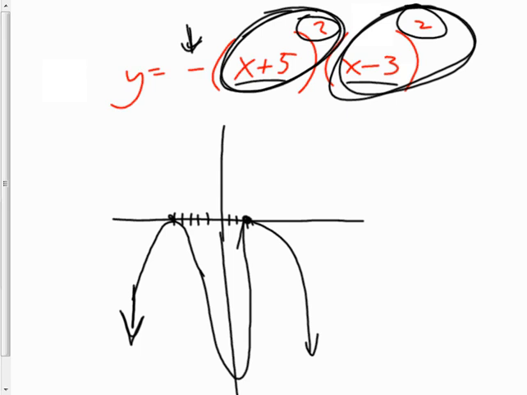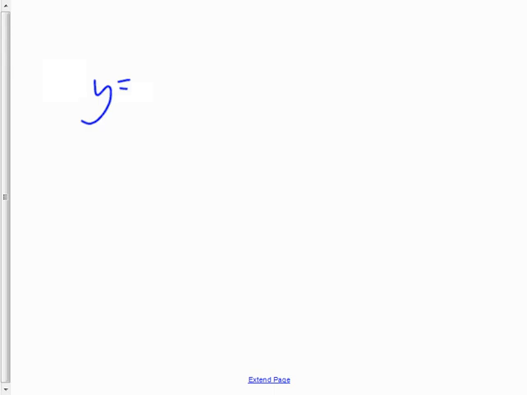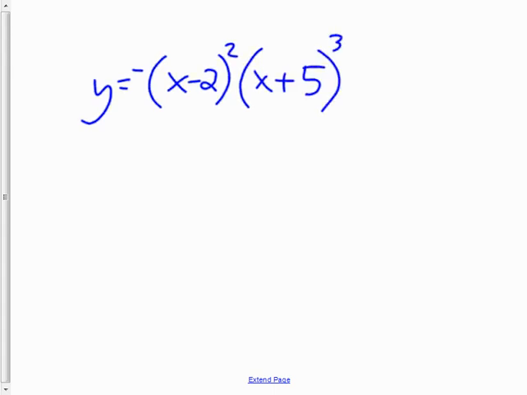How do you know if it's a bounce? Because of this squared right here. If it's squared, it's a bounce. All right, let's do one more. This is going to have 3 roots. Extra complicated. Throwing in another negative. X minus 2 squared. X minus, no, plus 5 to the third. X plus 2. There we go.